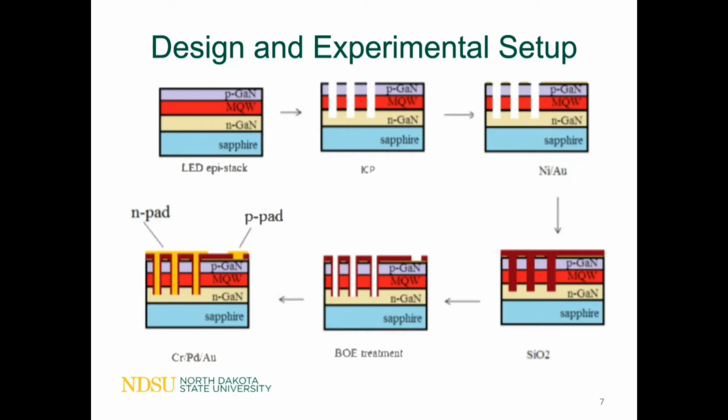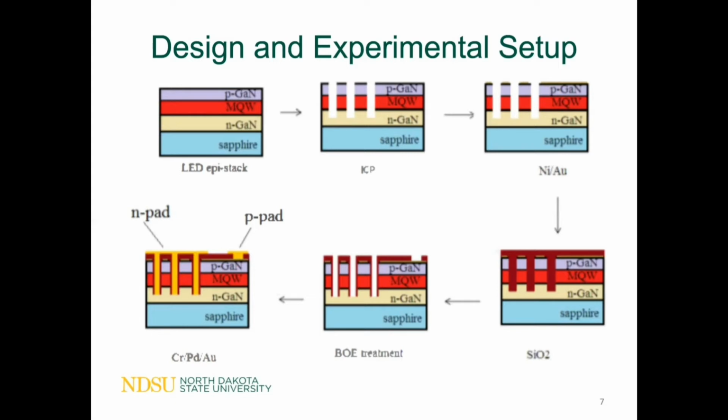After the mesa structure and periodic microvia holes are made, nickel gold is evaporated by electron beam, then forms ohmic contacts on the positive part of the gallium nitride by rapid thermal annealing, which is used to change material properties. The chip is then passivated by plasma-enhanced chemical vapor deposition with silicon dioxide.